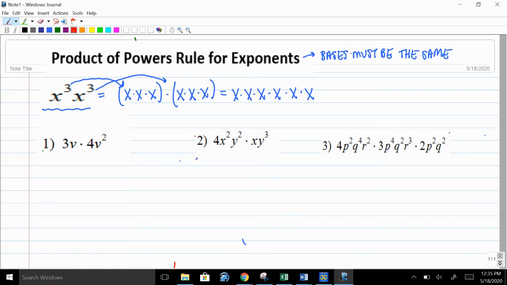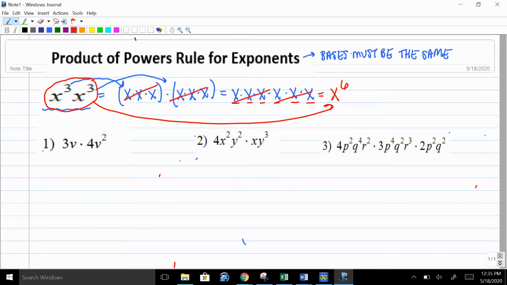And if you count them up, you have 1, 2, 3, 4, 5, 6 x's. So obviously that's going to be x to the sixth power. So really what we're saying there, guys, is x to the third power times x to the third power is equal to x to the sixth power. You do not need to do any of these middle steps.